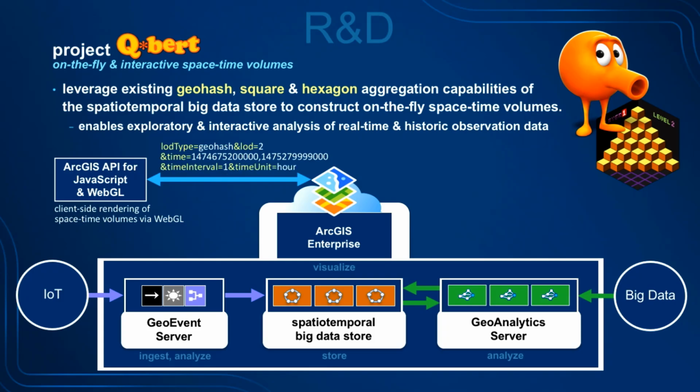But what if we added a couple more parameters to this? What if we added a time interval of 1 and a time unit of hour. And so for this specific time frame, which is a 24-hour period, I would get back 24 slices of aggregated data that I could then render back through the client. And so with all the techniques Mansour has been showing on the client-side rendering using our space-time volumes with WebGL, we can employ those same techniques there.